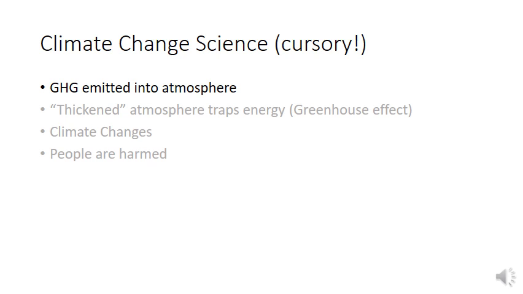We start with greenhouse gases, which can be carbon dioxide, water vapor, methane, ozone, hydrocarbons, black carbon like soot, or nitrogen compounds. We start with all these greenhouse gases somehow getting emitted into the atmosphere. We'll talk about the sources of these emissions later. But what happens from these emissions is the atmosphere becomes thickened and it traps energy. This is what's known as the greenhouse effect.